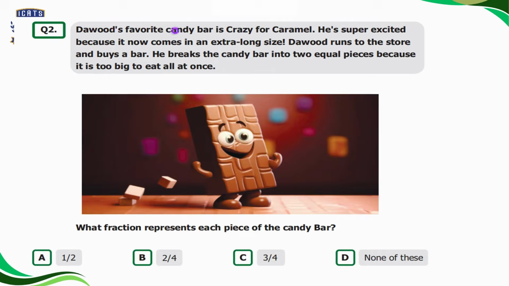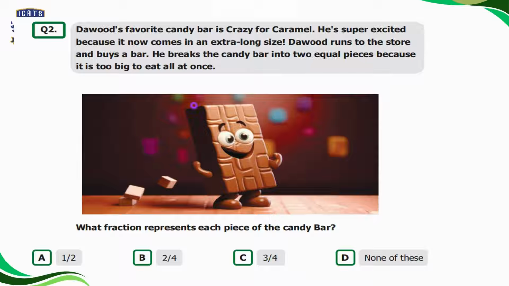Question number 2. Daud's favorite candy bar is Crazy for Caramel. He is super excited because it now becomes in an extra long size. Daud runs to the store and buys a bar. He breaks the candy bar into two equal pieces because it is too big to eat all at once. What fraction represents each piece of the candy bar? Option A is 1 by 2, option B is 2 by 4, option C is 3 by 4 and option D is none of these.